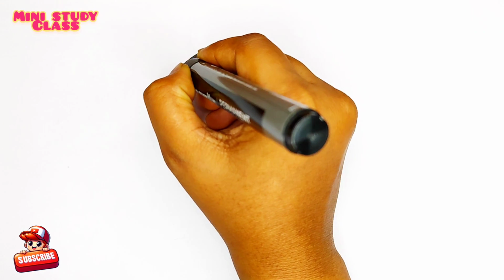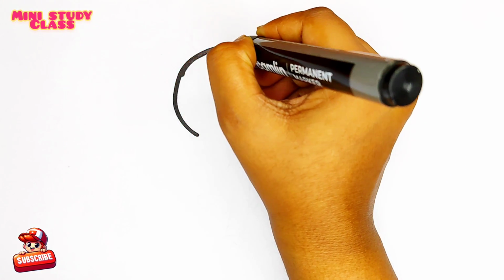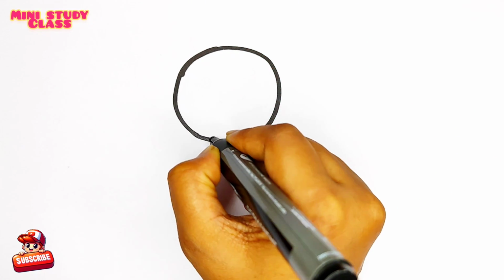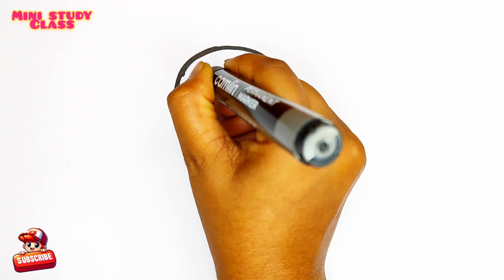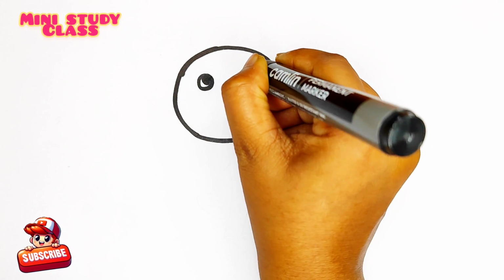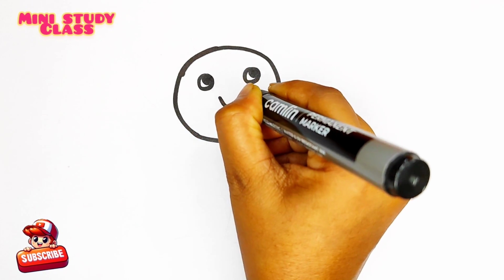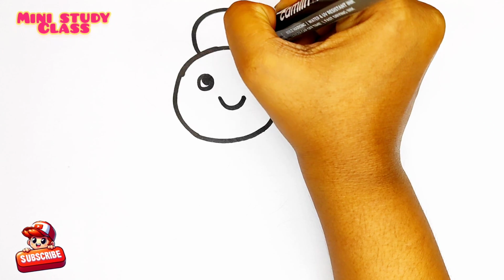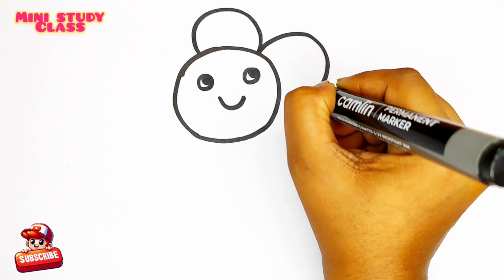Today we learn flower drawing. At first, we draw a circle shape, the middle part of the flower. Next, we draw many flower petals to make the flower more attractive.